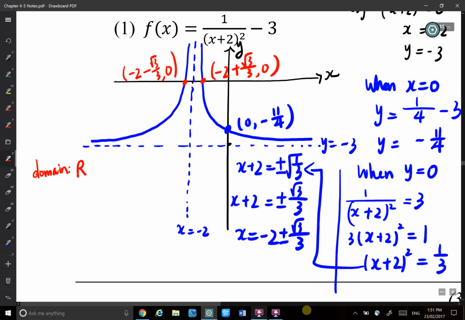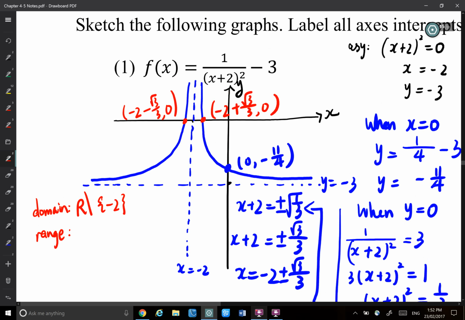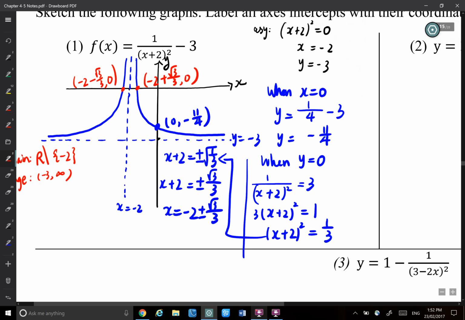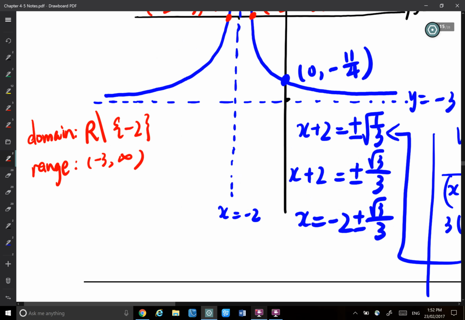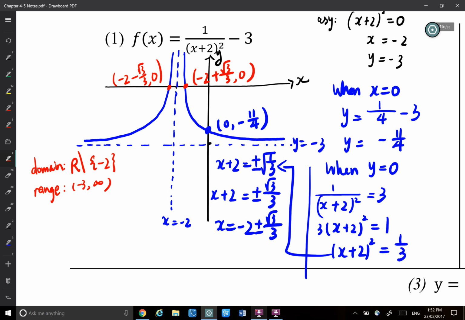So the domain will be R except the x value you cannot take, which is minus 2. And the range, okay, the range won't be R except negative 3. So let's see, the graph is above the asymptote. So the range will start from negative 3 and go to infinity. Minus 3 and above, not including minus 3, because minus 3 is the asymptote. So I have minus 3 to infinity.